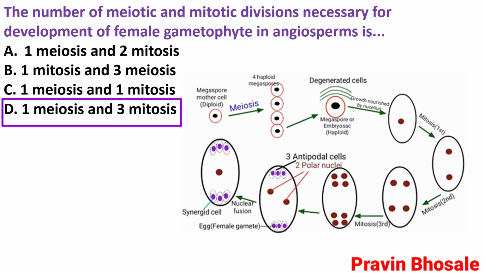You can see in this diagram, first the megaspore mother cell undergoes meiosis and forms 4 haploid megaspores, which further undergoes 3 mitotic divisions to form the female gametophyte. So 1 meiosis and these 3 consecutive mitotic divisions. This is mitotic division 1, 2 and 3.